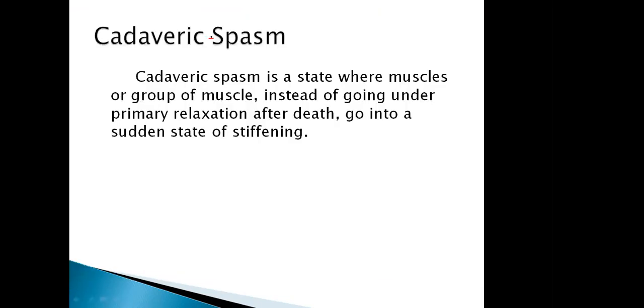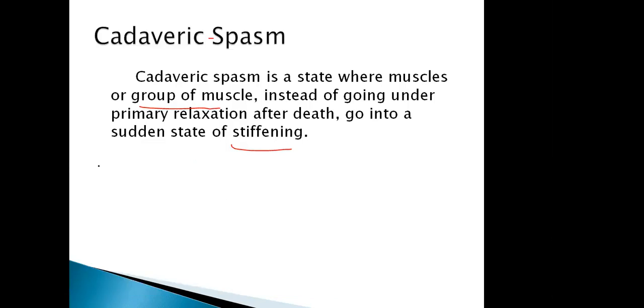In that, one more term is there: cadaveric spasm. What is cadaveric spasm? It occurs only in a group of muscles. Rigor mortis is seen all over the body, all over the muscles, but cadaveric spasm occurs only in a group of muscles. Instead of going through primary relaxation after death, they go into a sudden state of stiffening. So here the primary relaxation is not there. It goes directly into a state of strain.